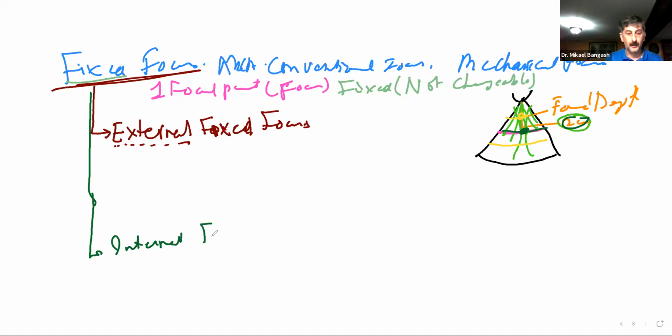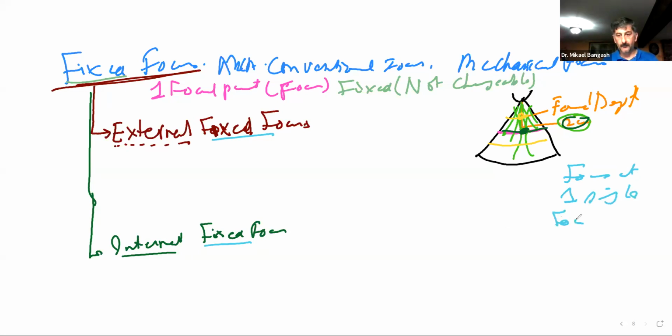And with internal, the whole point is that it's still going to be a fixed focus. What does it mean to have a fixed focus? In both cases, it means focus at one, a single focal depth.